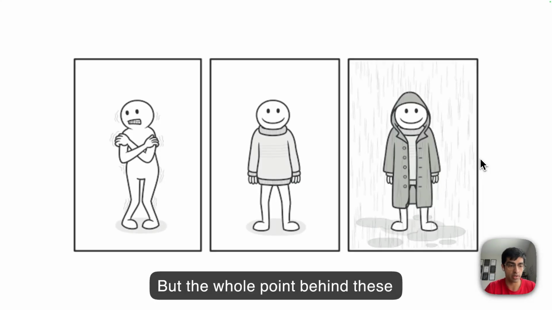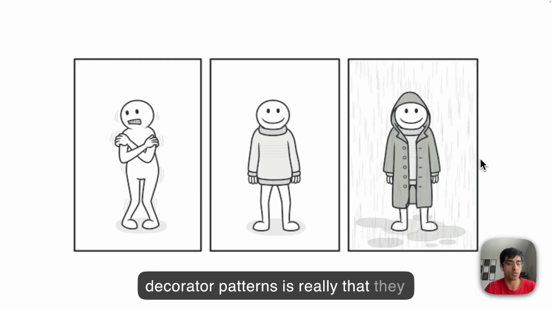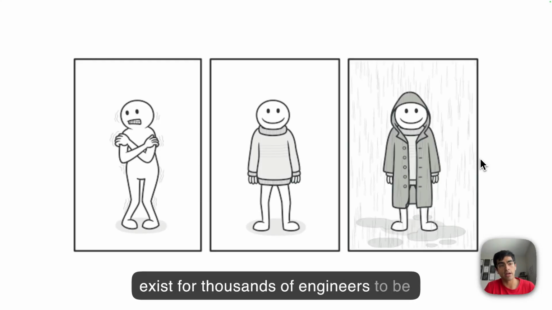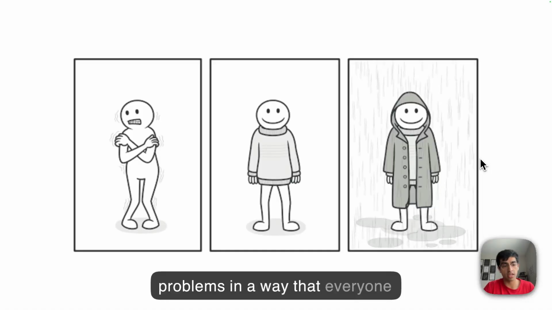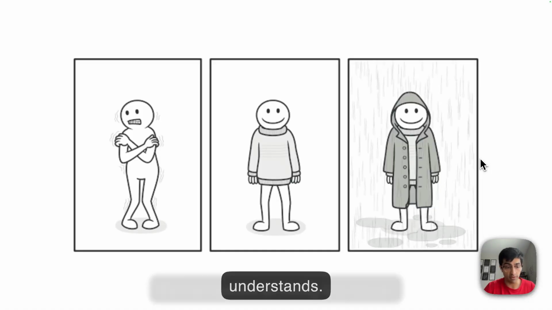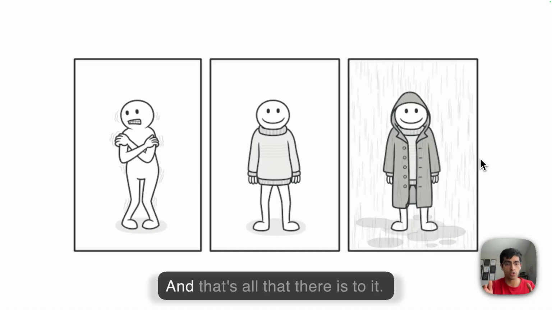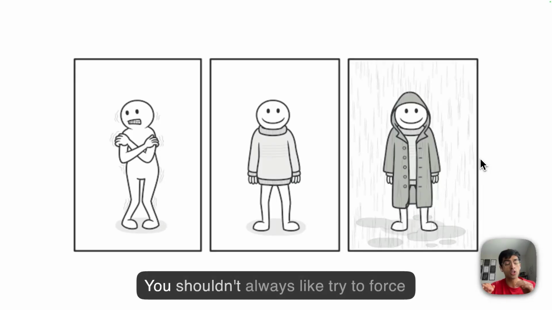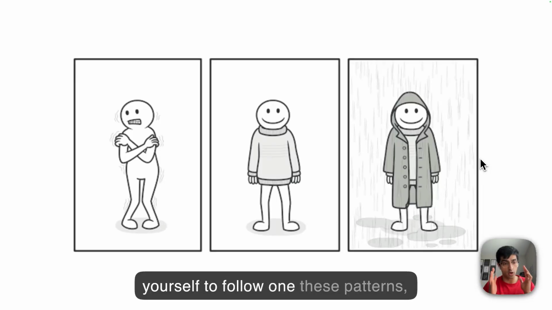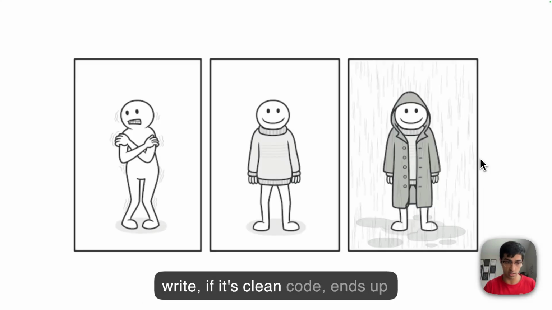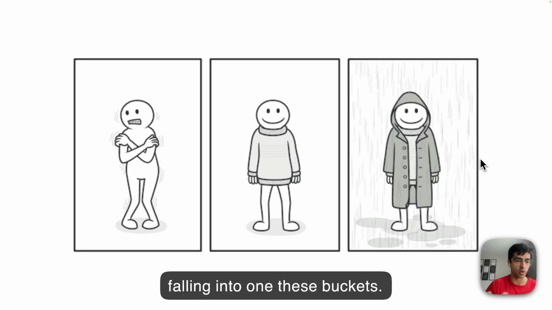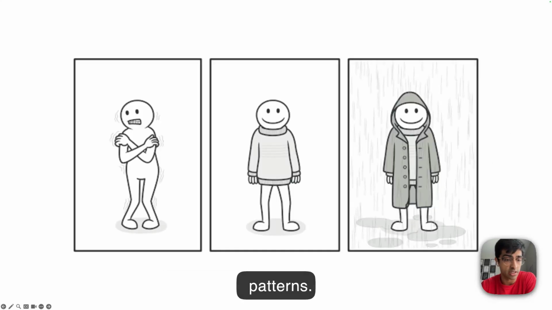But the whole point behind these design patterns is really that they exist for thousands of engineers to be able to talk to one another and solve problems in a way that everyone understands. It's a framework for fixing the issue. And that's all there is to it. You shouldn't always try to force yourself to follow one of these patterns, but you'll find that there are actually 23, 24 design patterns. You'll find that most of the code you write, if it's clean code, ends up falling into one of these buckets. And that's all there is to design patterns, really.